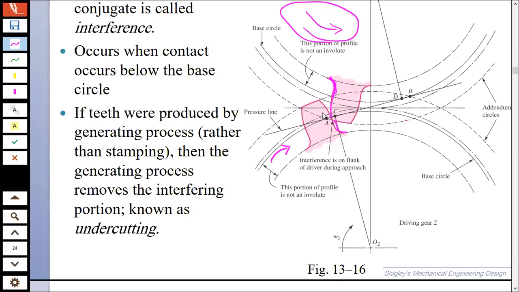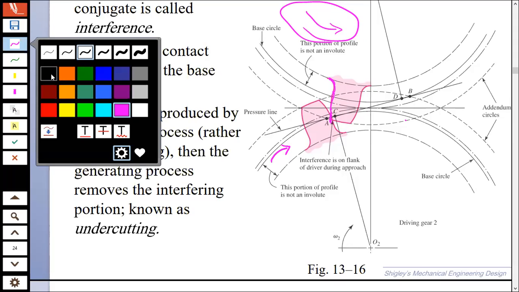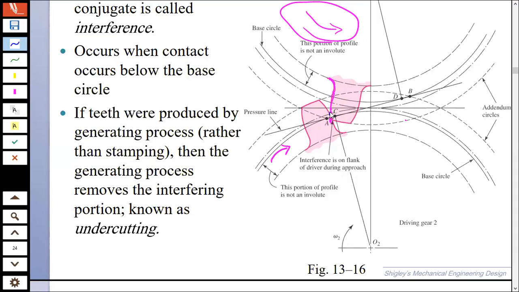So what will happen if this involute portion, let's say if I extend this involute portion, rather let me use some other ink. Okay? Let's say if I extend this tooth a little bit, like this, then what's going to happen? See, this tooth is digging into this tooth.